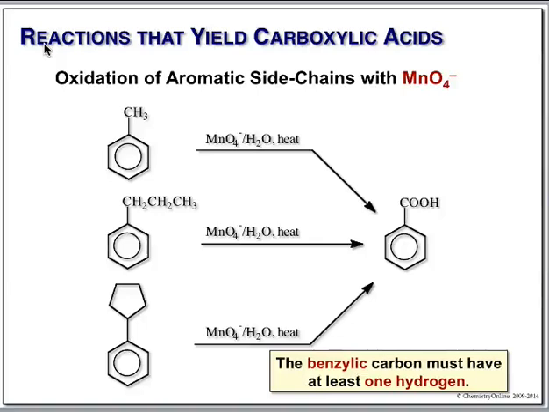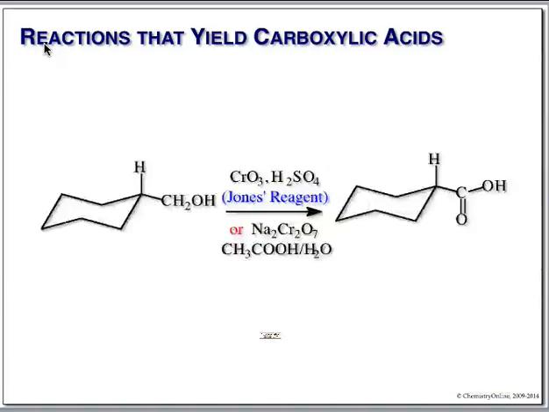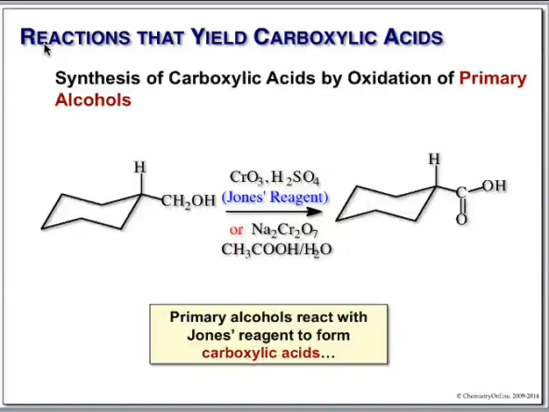In chapter 17, we talked about oxidation of alcohols. If we have a primary alcohol in the presence of Jones reagent, which is basically just chromate and acid, we oxidize the primary carbon to the carboxylic acid. Chapter 17. Primary alcohol, chromate, carboxylic acid. Any questions?